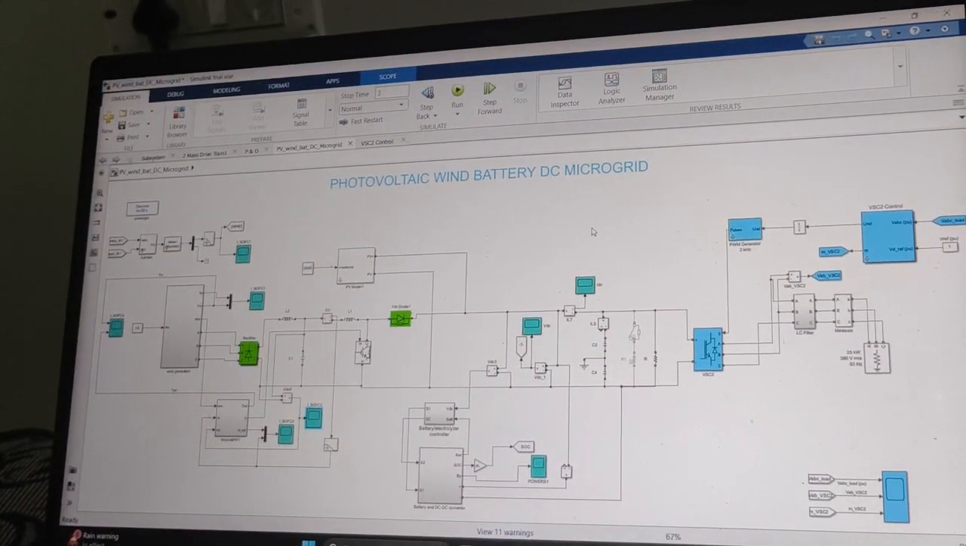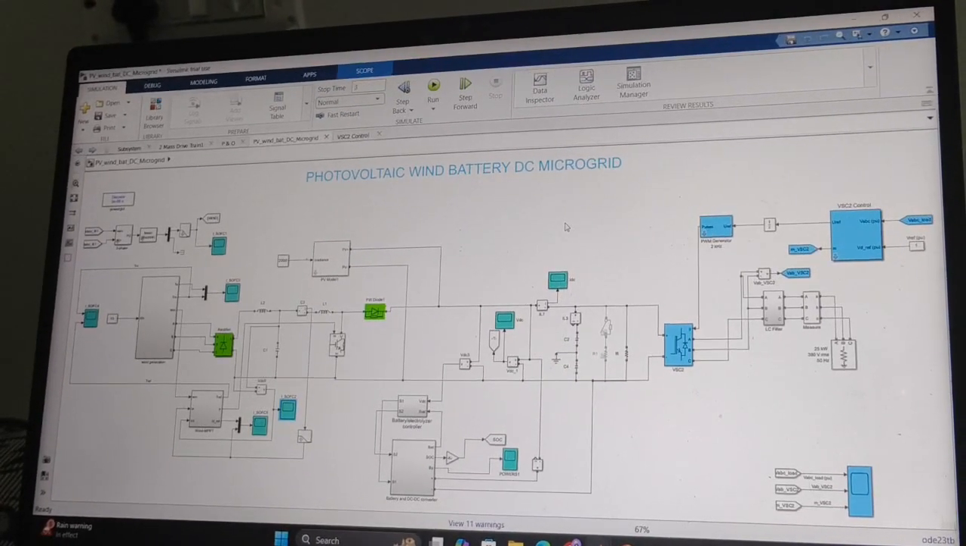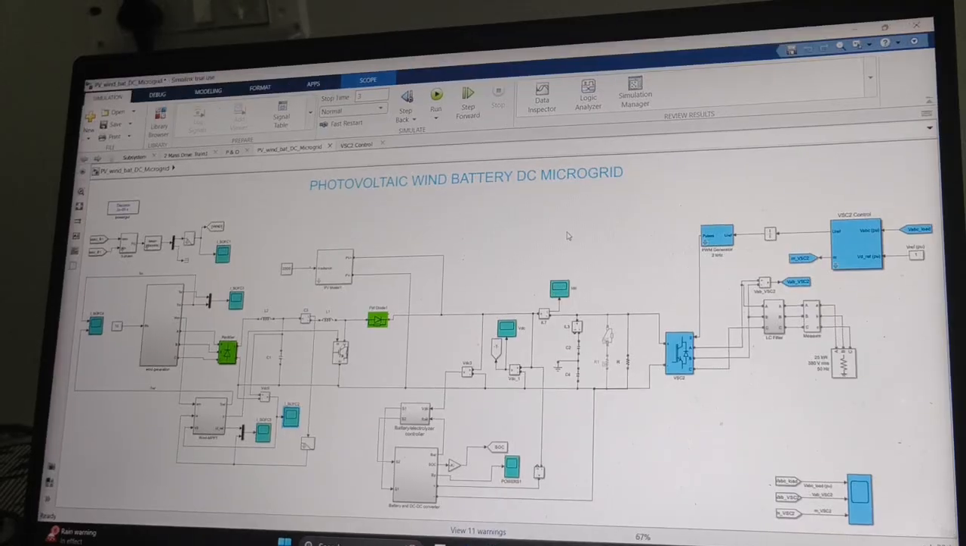So our project works under all these conditions. We are combining both sources, wind as well as solar.